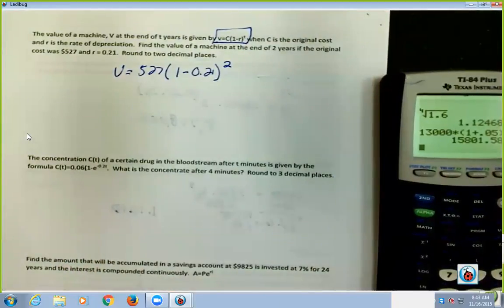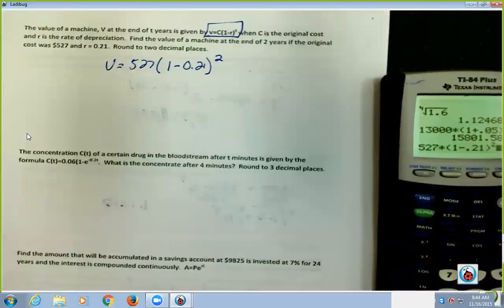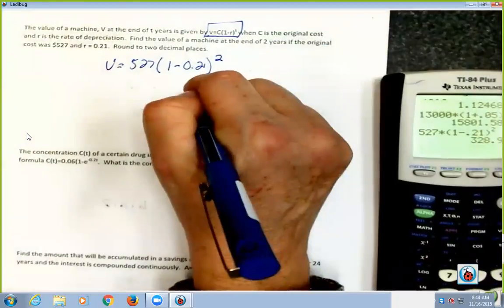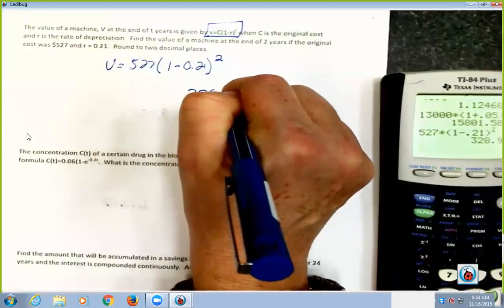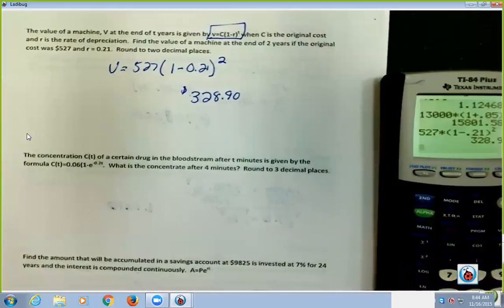So again, it's the same process. It's just that you have a different type of formula there to work with. And so still same process. So 527 times parenthesis 1 minus 0.21, parenthesis, squared. And we get the new price is going to be $328.90. So that's its new value once we do that. Okay, not bad. Again, kind of like business applications in here.